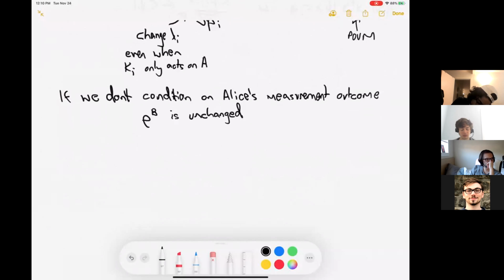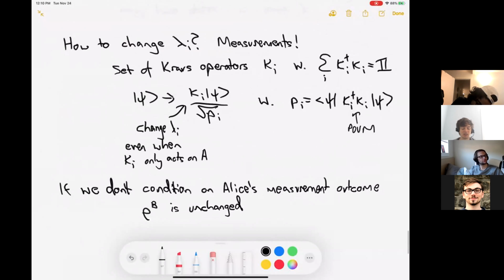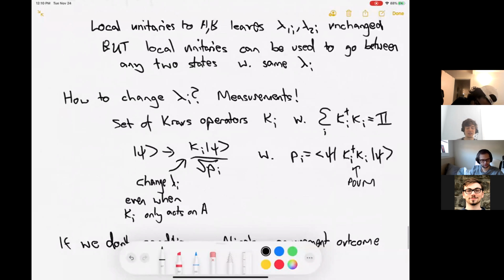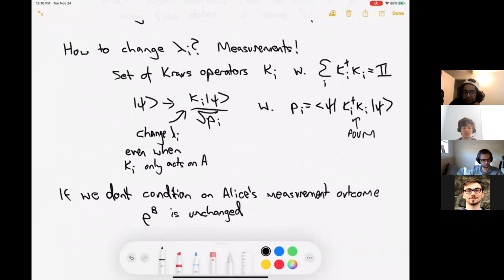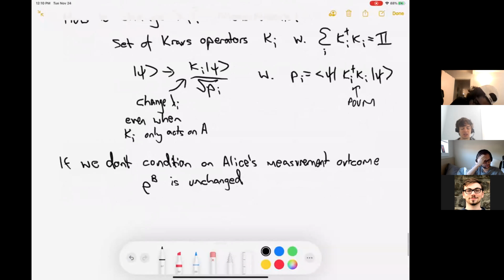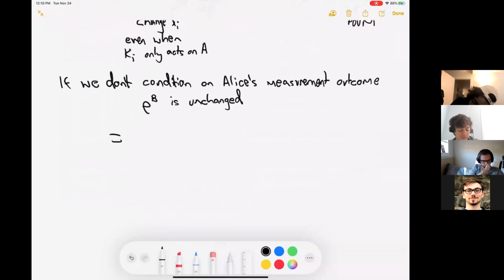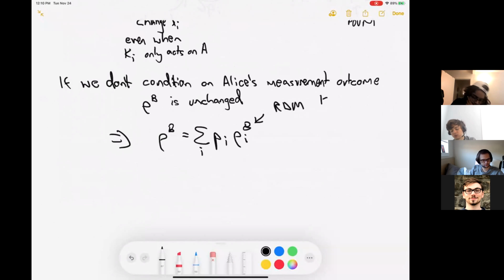But of course, if we do condition on Alice's measurement outcome, then his state is no longer the reduced density matrix of psi. It's the reduced density matrix of Ki acting on psi divided by square root of Pi, with probability Pi. So we must have this reduced density matrix rho B equal to the sum over i of Pi times rho iB, where this is the reduced density matrix of Ki psi divided by square root Pi.